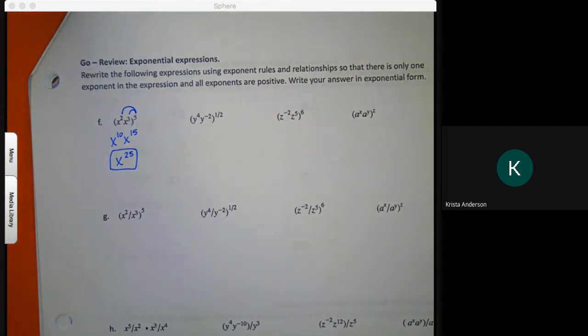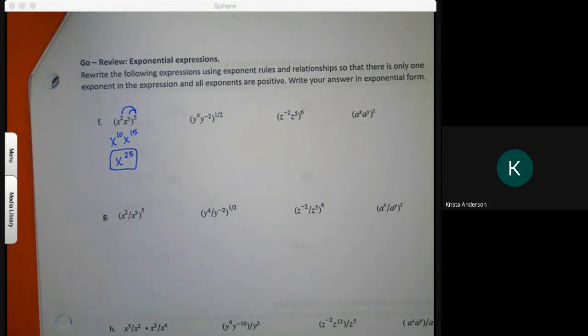What if I added these together first? What's 2 plus 3? 5. Double check. 2 plus 3? 5. And then I would times it by 5, which would give me 25. The rules do not have to go in order. You could add them first, then multiply it. Or you could multiply then add. You get the correct answer no matter what order you go in.